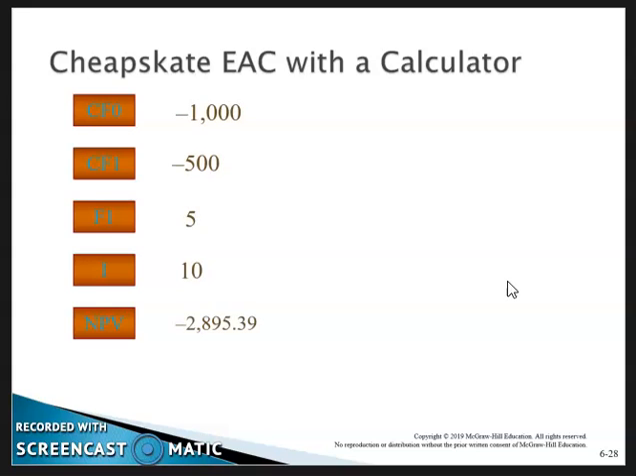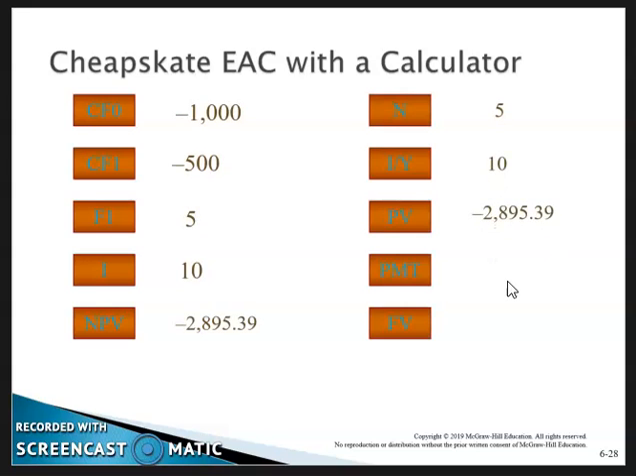Now, if we go to the Cheapskate, we do the same steps. We calculate the NPV, and then we come over here. It's 5 years at 10%, and the present value, or the cost of the project, is $2,895.39. Again, future value is zero. The payment's $763. So we reject Cheapskate and select Cadillac.